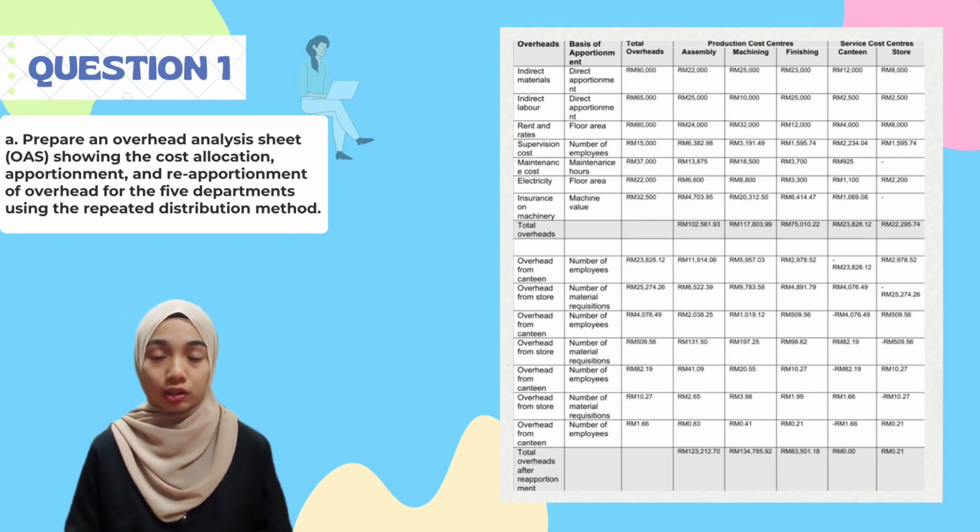After calculating the total overhead for each department, we reapportion the 5 departments using the repeated distribution method. At this stage, our aim is to make sure the overhead costs for the service cost centers, which are store and canteen, become 0 or less than 1 ringgit.